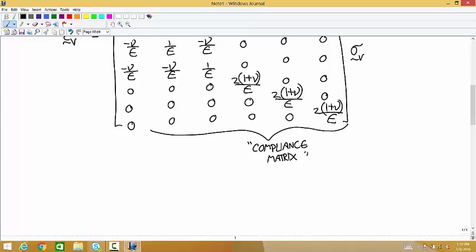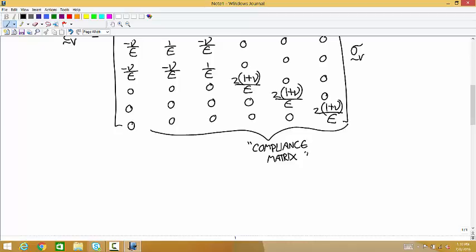And so would a really flimsy material have big values for the compliance matrix elements or small values? 50% chance. It's called the compliance matrix because if it's very compliant, the numbers are big. You can think of it that way. This is a measure of how compliant it is.